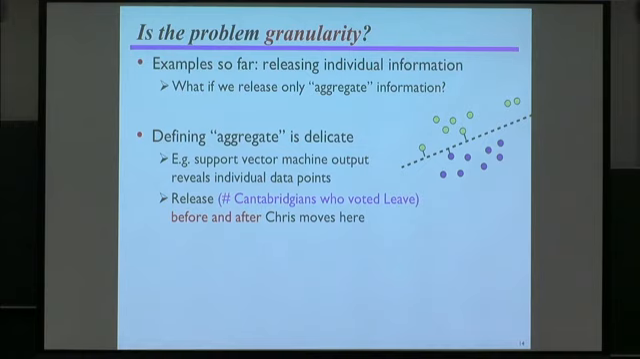Suppose I release the average salary of the people in this room, then I ask Chris to leave the room, and then we once again compute the average salary of all the people in the room. Okay? So from these two statistics, if I also know the number of people in the room, I can easily figure out Chris's salary, even though neither of those statistics individually would release it.